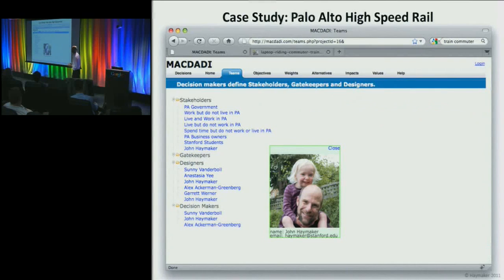Well, the first step is to go in and model your teams. Who are your different stakeholders? In this case, we have people like Palo Alto government, people who work in Palo Alto but don't live there, et cetera. We can have different gatekeepers. These are building department people, perhaps Stanford University or other people who have the ability to really restrict some of the alternatives. We have the designers, and we have the decision makers.